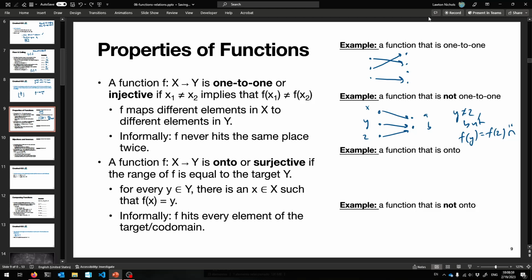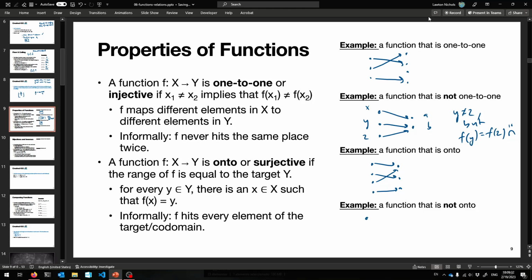So here's a function that's onto. All of its elements are being hit. As long as the domain is at least as big as the target, you can make at least one function that works. Maybe that one hits there, but this one can hit here. So all the elements of the range are being hit by some input, and so that's an onto function, assuming these 3 elements were the entirety of the range, or the target. So that is a function that is onto.